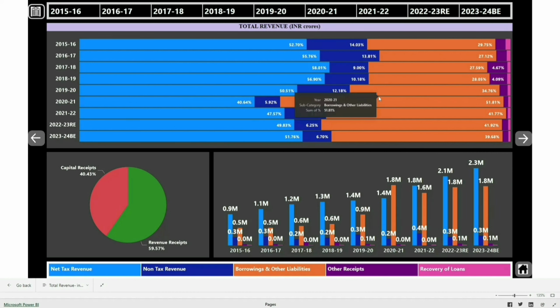So going forward, now I've included the borrowings as well. Here you can see that only for the year 2021, the borrowings were greater than the net tax revenue.